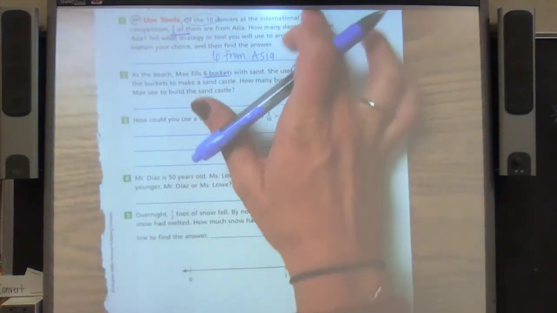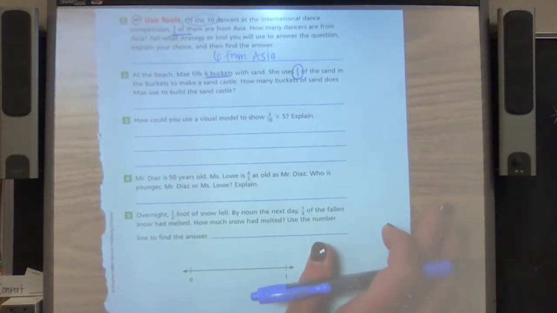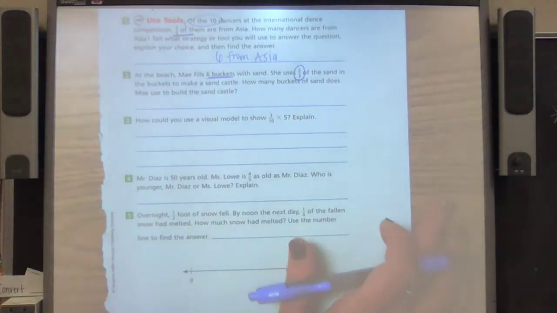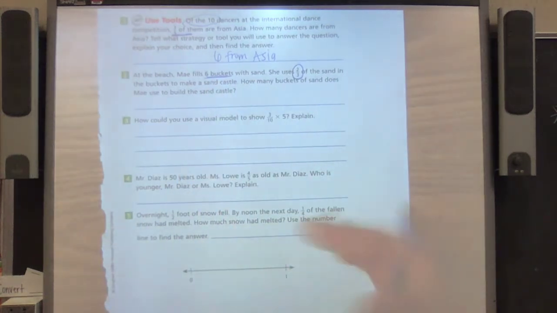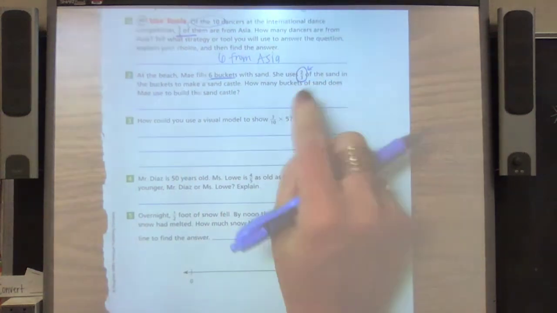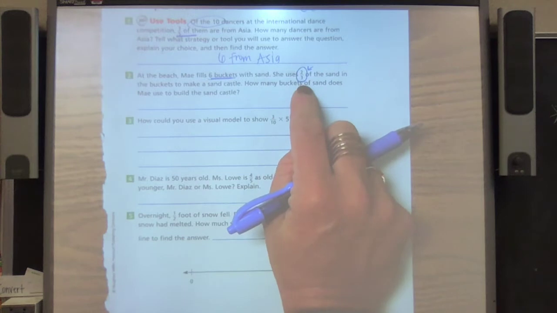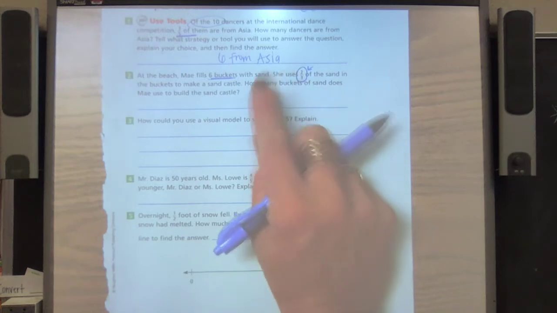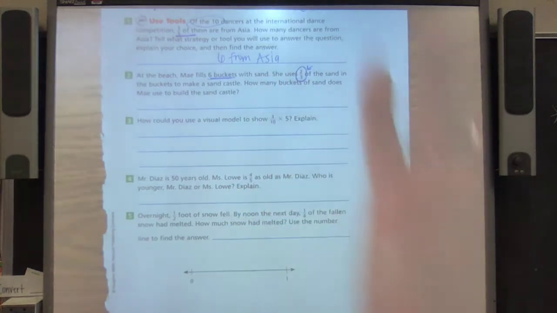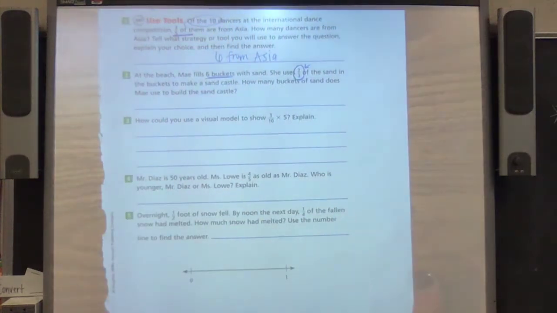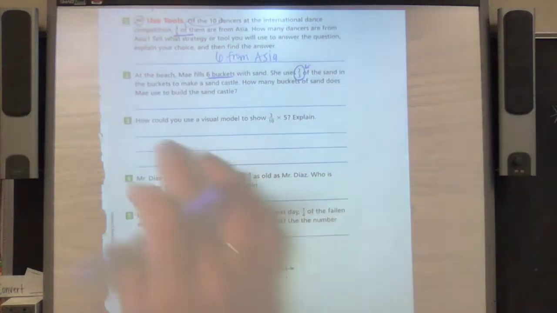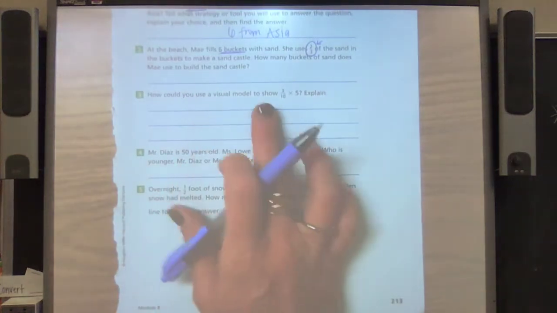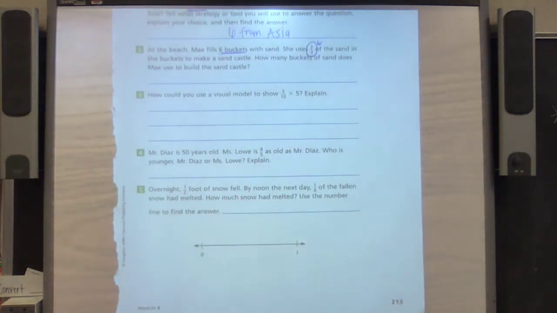So I want you to show some work. You can do it like we did up here, or whatever strategy you prefer, to figure out how many buckets. Now, one thing I'm keeping in mind, 2/3 is almost a whole, so she's using a lot of her sand. So if you got 1 bucket, we know that that couldn't be the correct answer. Okay, number 3. How could you use a visual model to show 3/10 times 5?